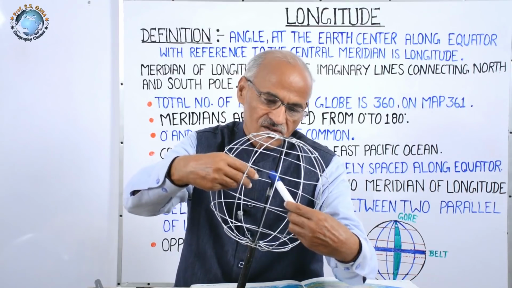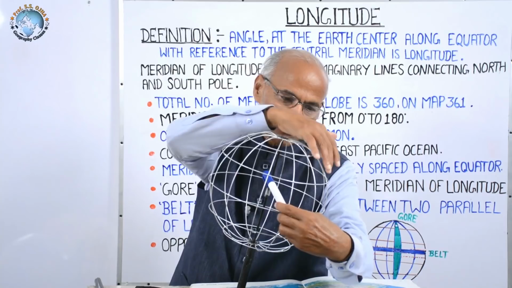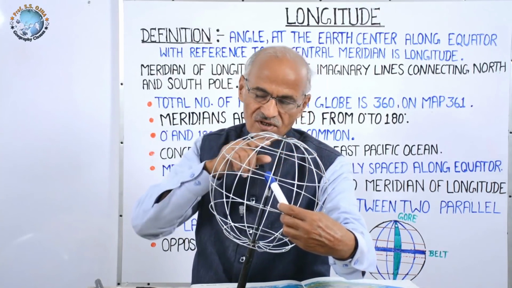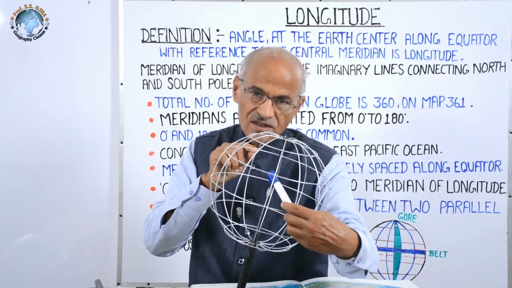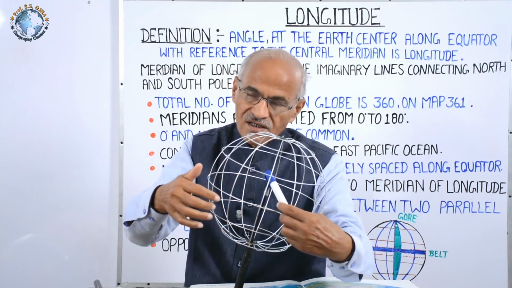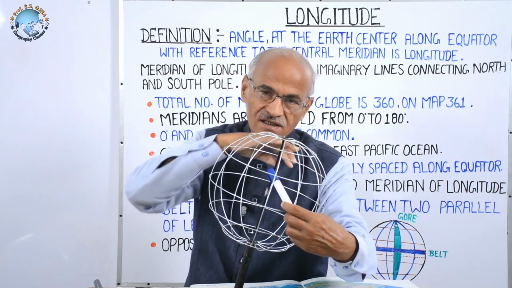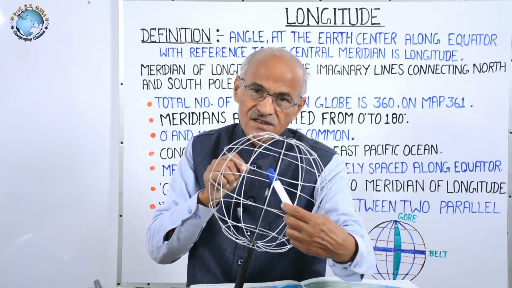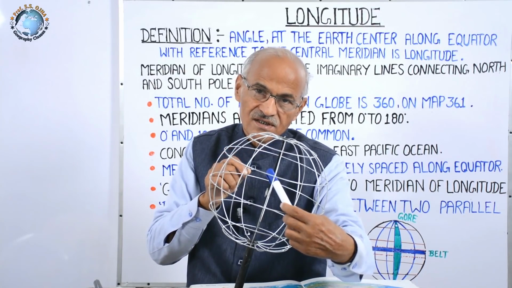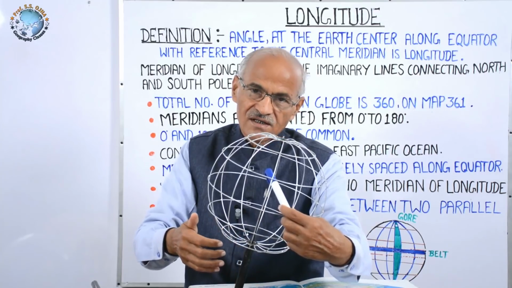Again, you start counting westward: 1, 2, 3, 4, up to 90, 100, 180 west. Now what is 180? Counted this way, it is west, and counted this way, it is east. But virtually, it is neither east nor west. 180 is a common meridian. In the same way, 0 is also a common meridian.